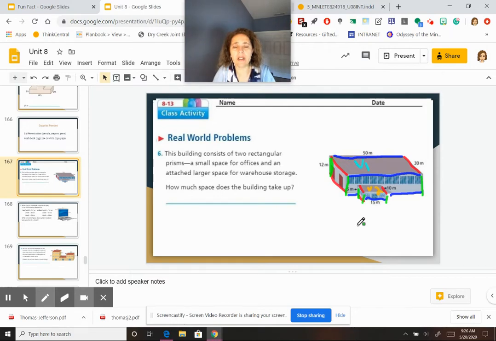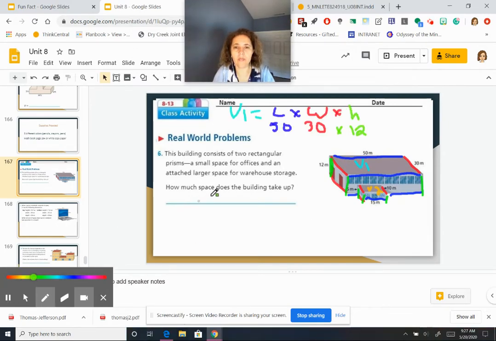I'm going to find my volume 1 and then I'm going to do my volume 2. Let's start with volume 1. So go ahead and do that. See if you can find your length, width, and height for volume 1, then come back to me. All right, so for volume 1, length is 50 right here. My length is 50. My width, 30. There's a width in red. And my height is 12. So if you also came up with those, you'd be correct.